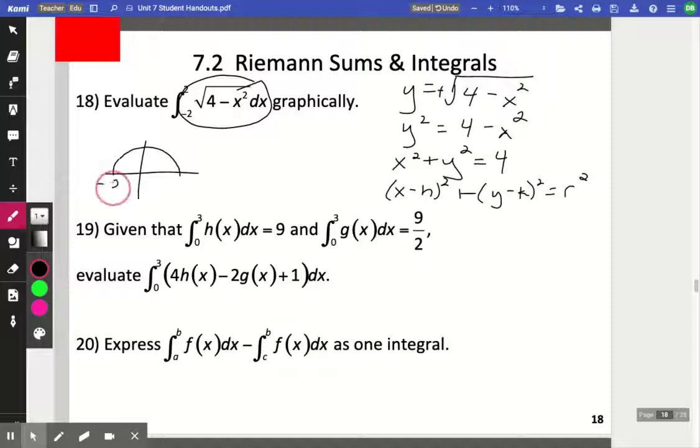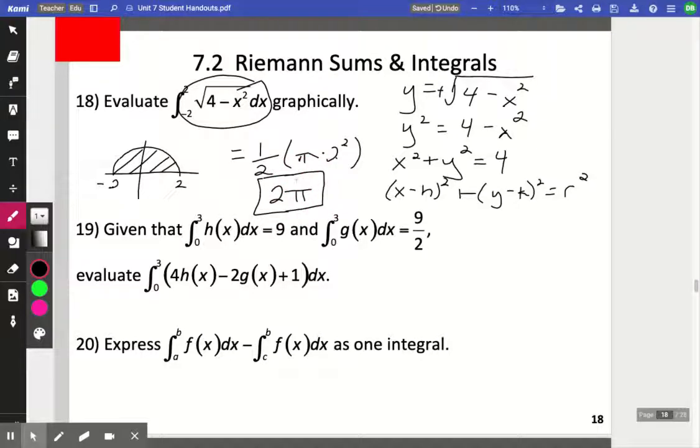So this thing goes from -2 to +2, and we are trying to find the area under this curve. So really, it's just the area of a half circle of radius 2. That would be half of pi times the radius squared. The radius is 2, so 2 squared is 4, and half of 4 is 2. So the answer to this integral would be 2 pi.